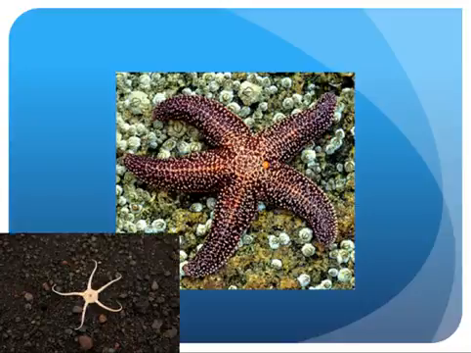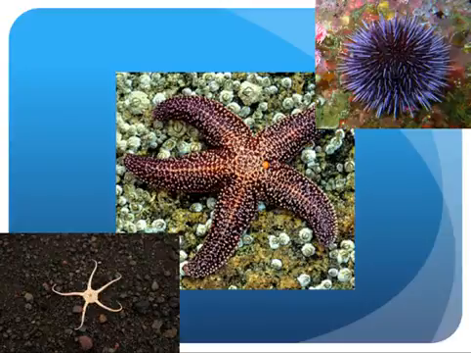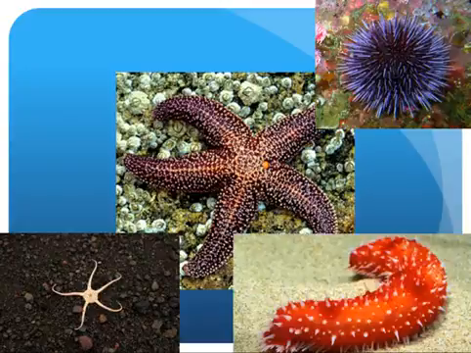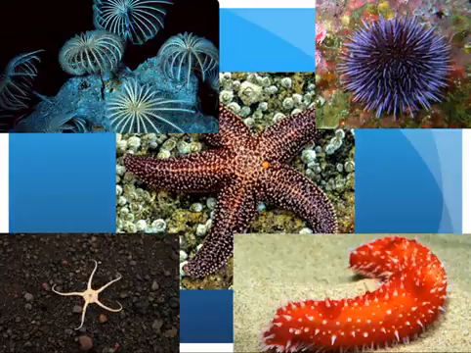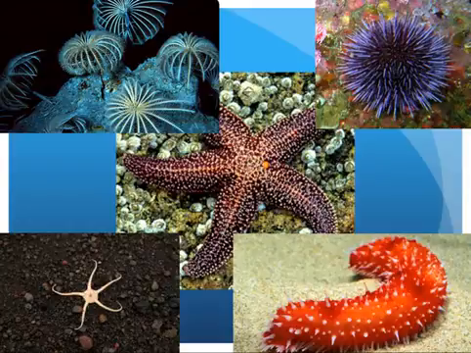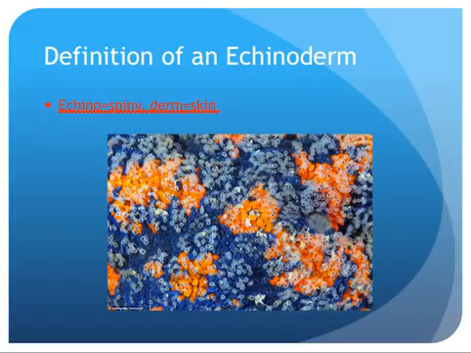A brittle star, very much like a sea star, just with skinnier and more fragile arms. Sea urchins, sea cucumbers, and sea lilies. They're also called feather stars. So those are all animals within phylum Echinodermata, and they all have things in common.